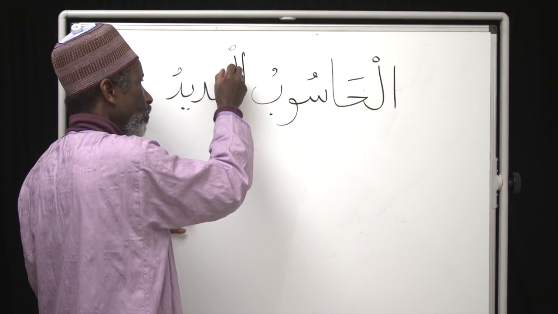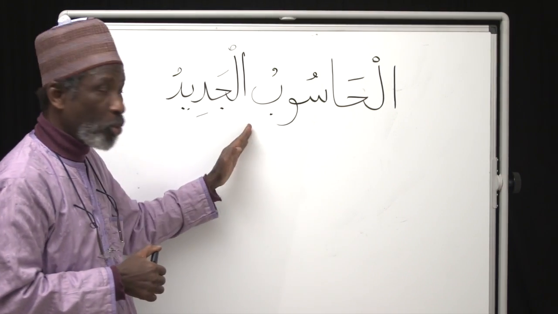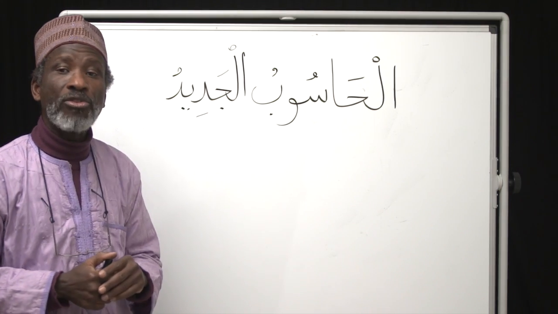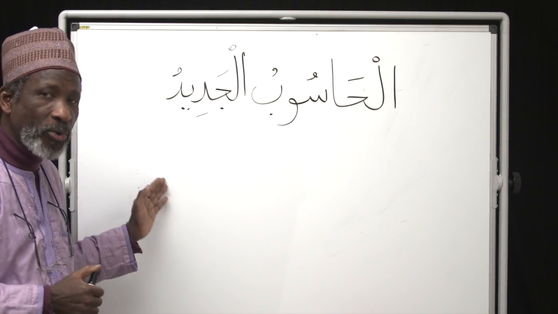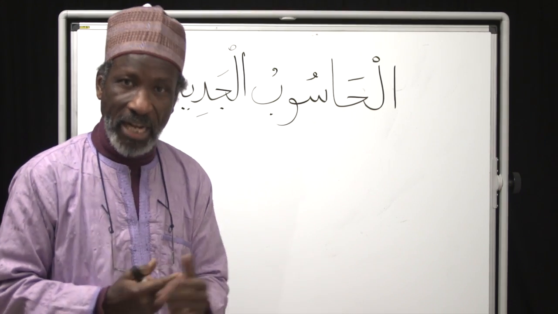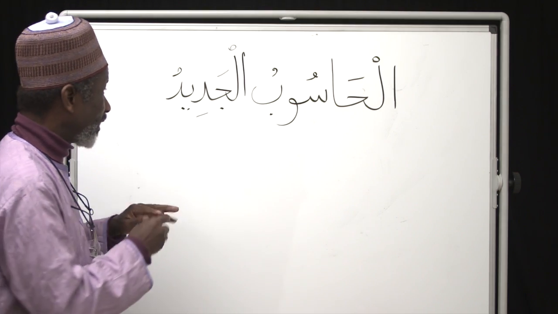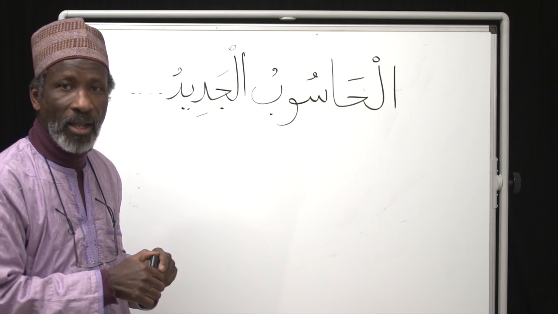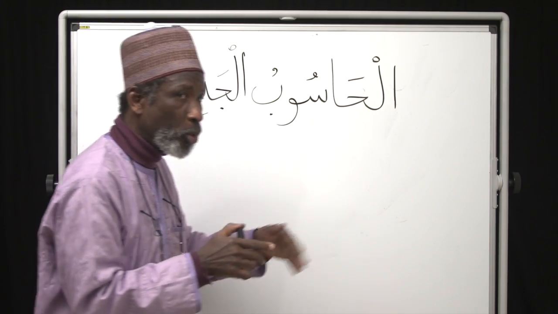Al-hasubu al-jadidu. The literal meaning is the computer, we have al here as well, the new. Al-hasubu, the computer, the new. In English, what do you say? You don't say the computer, the new. You say the new computer. So this is an incomplete phrase, an incomplete sentence.